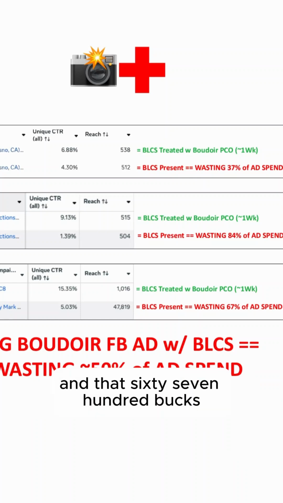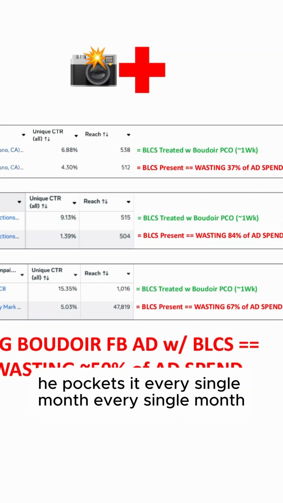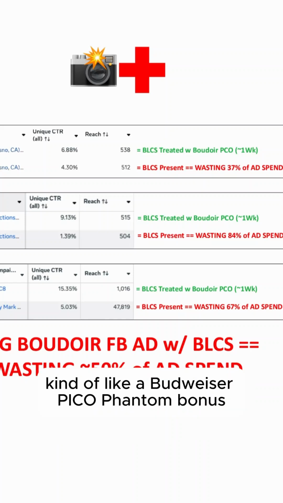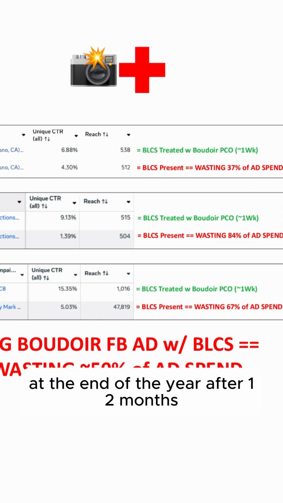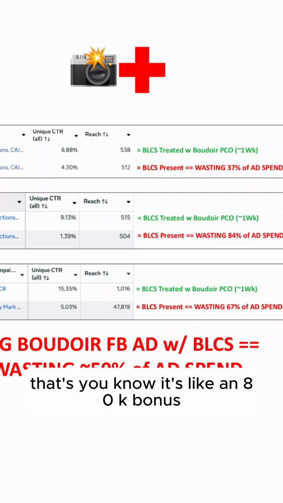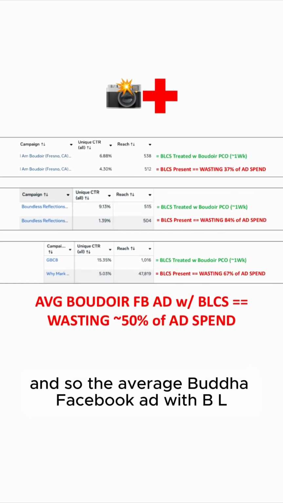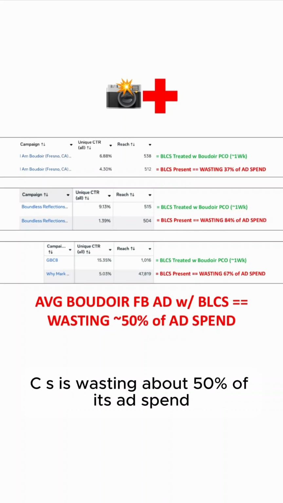And that $6,700 he no longer has to spend. He pockets it every single month. Kind of like a Boudoir Pico phantom bonus. And at the end of the year, after 12 months, what's that? It's like an 80K bonus. Literally, 80K bonus. And so the average Boudoir Facebook ad with BLCS is wasting about 50% of its ad spend.